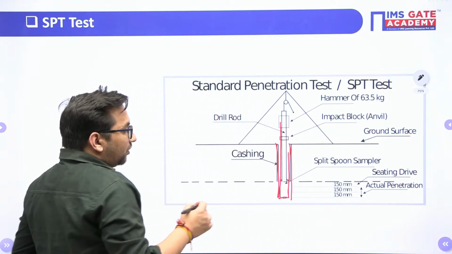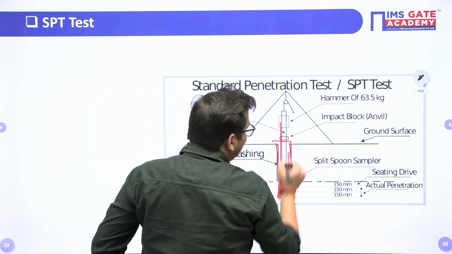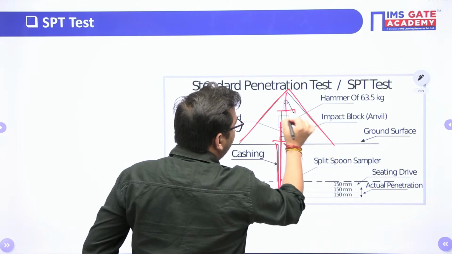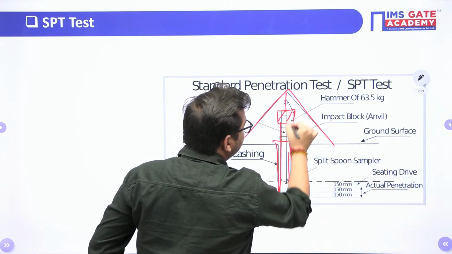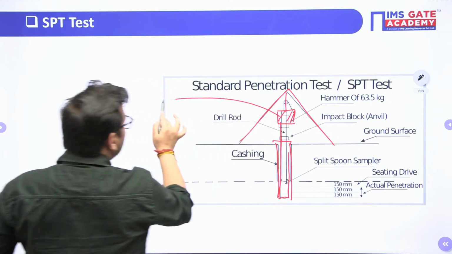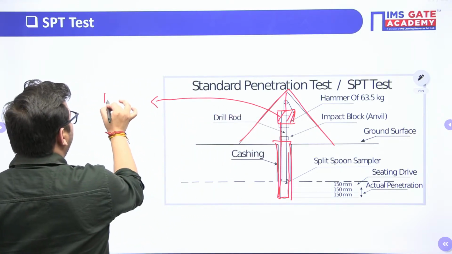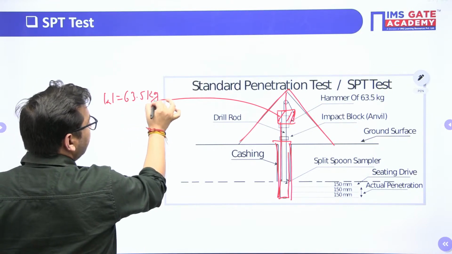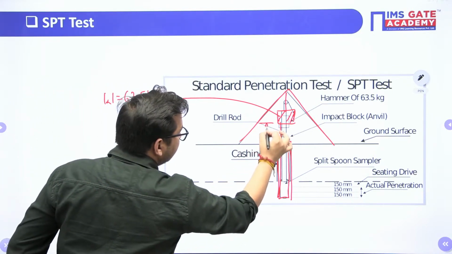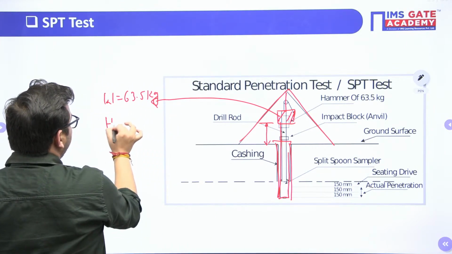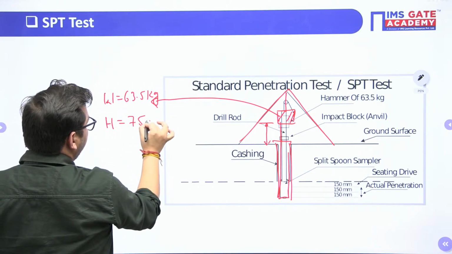Now over this sampler, we apply dynamic loading by making a free fall of a load, by making the free fall of this particular load, right? Now this load or hammer has a weight equal to 63.5 kg, and the height of the hammer from which you are dropping this weight is 75 centimeters.